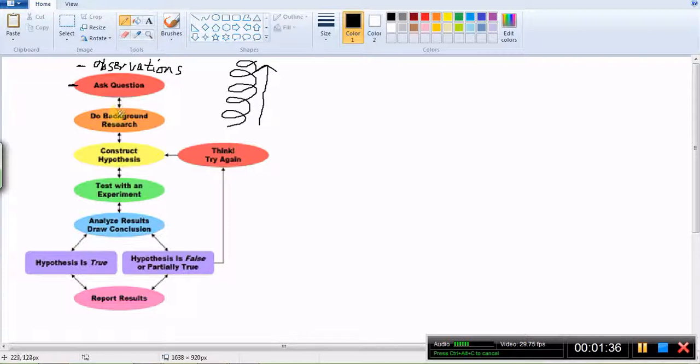You'll do some background research, you'll explore the topic. Let's say we're looking at birds, and this type of bird always goes to a certain type of tree, and you wonder why that bird likes to go to maple trees more than oak trees. So then you'll do some research, because other people may have already asked questions like that and done some research, and you see what other people have found out first. Then you construct your hypothesis.